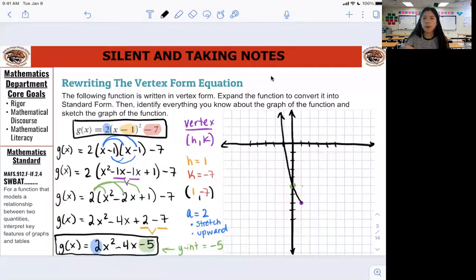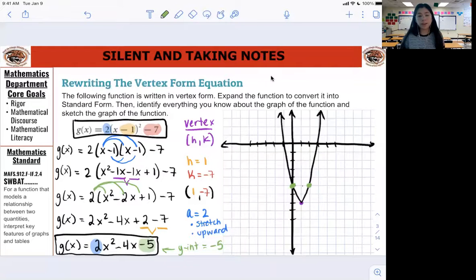And whatever happens on the left side of my graph, what happens on the right? The same thing. So since I know what happens on the left side, I can just reflect it, mirror it on the right side. So now I have my parabola and I'm done.